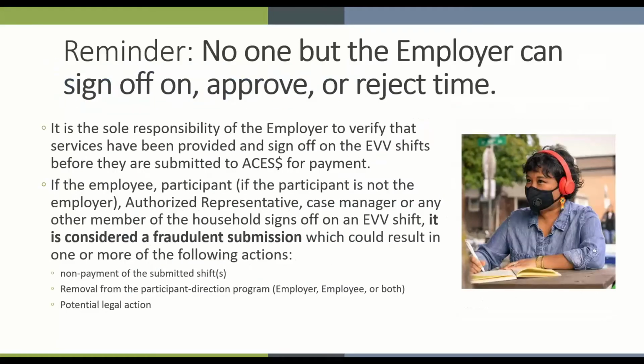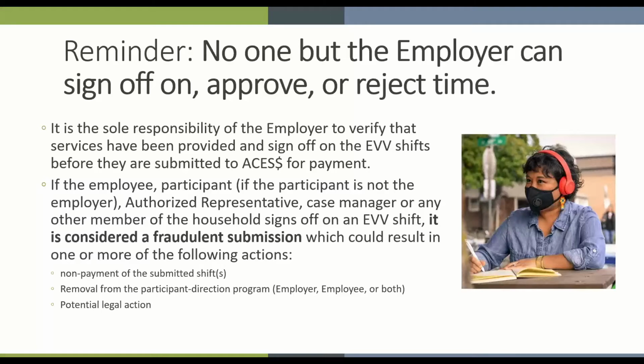Now, that being said, it's very important that no one but the employer can sign off on, can approve, or reject time. That is solely the role of the employer. I want to stress, it's the sole responsibility of the employer to verify that services have been provided and to sign off on the EVV shifts before they are submitted to Access for payment. If the participant is not the employer, of course, an authorized representative, a case manager, any other member of the household who is not the employer signs off on an EVV shift, it is considered fraudulent submission. So it is fraud.